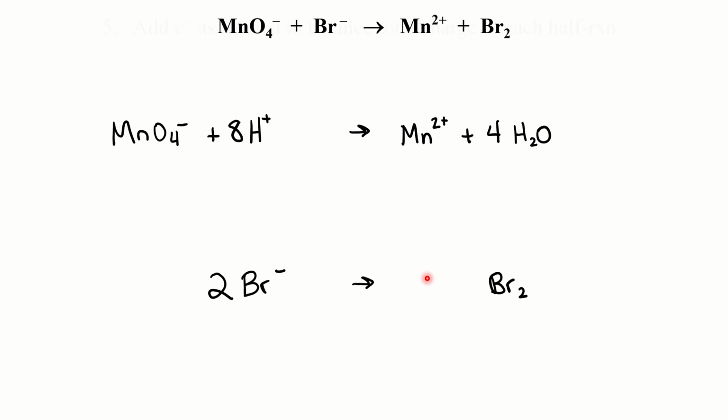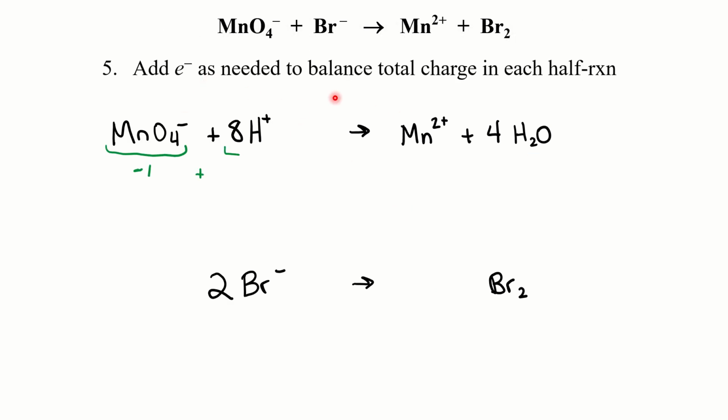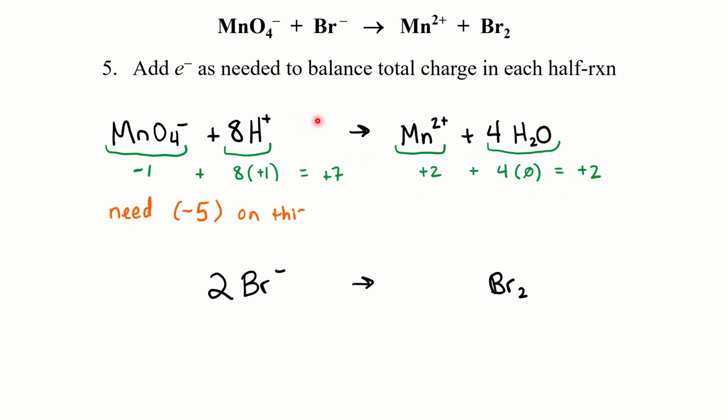Step 5, add electrons as needed to balance the total charges in each half reaction. So what I can see is I've got a charge of -1 from the permanganate, and then I've got a charge of +8 from those hydrogen ions, giving me a total charge of +7 on the left side. And then over here on the right side, I can see that I've got a charge of +2. So my charge on the left side is +7, my total charge on the right side is +2. I need to add 5 electrons on the left side to get the charge to balance.